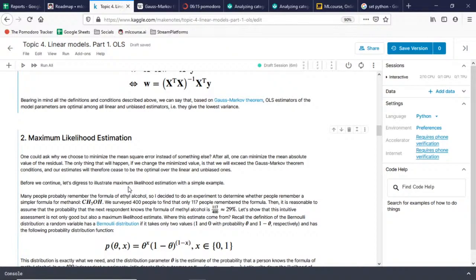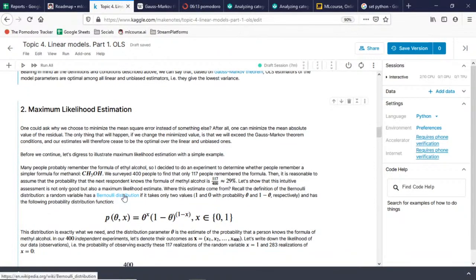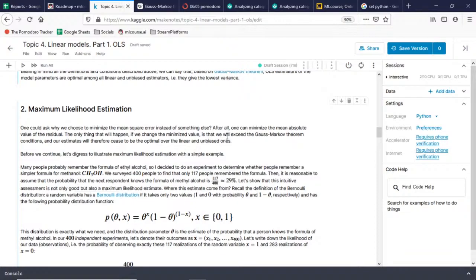Let's try to see another thing. One could ask why we choose to minimize the mean squared error instead of something else. After all, one can minimize the mean absolute value of the residual. The only thing that will happen if we change the minimized value is that we will violate the Gauss-Markov conditions and our estimate will therefore cease to be optimal.